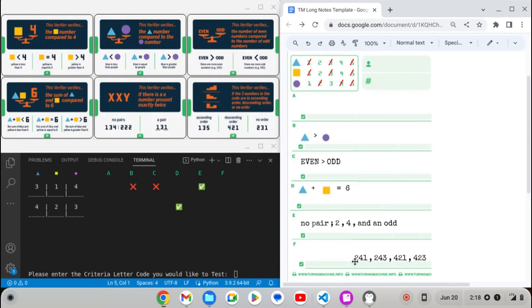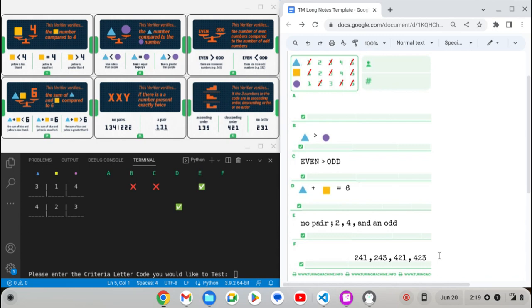Okay. They all have a sum of 6. This has no order because it goes up and then down. Same thing here. This has no order. It goes up and then down. This is descending, 4, 2, 1. And then we have 4, 2, 3, which is also no order.